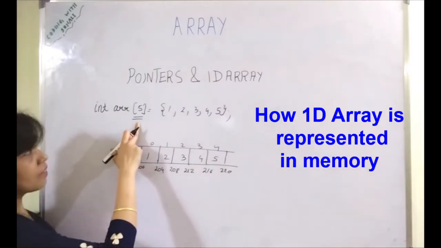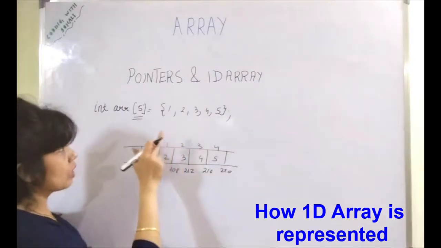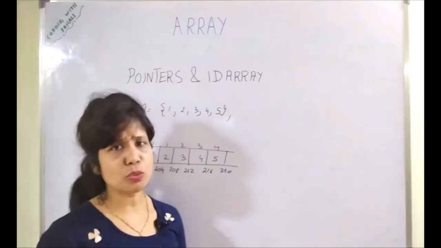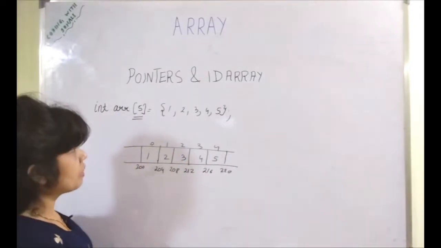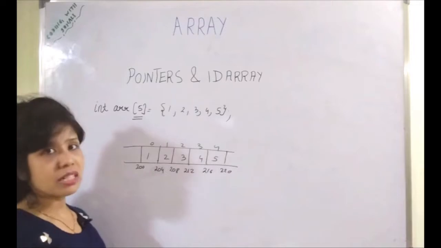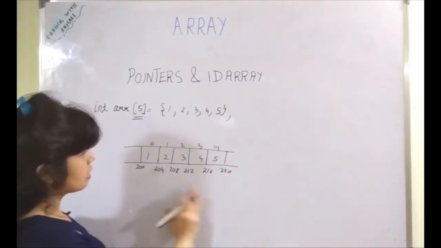So if there are 5 elements, you have to multiply 5 into 4, total 20 bytes. This is the compile time initialization of the 1D array and how it is represented in the memory, that is the physical representation.